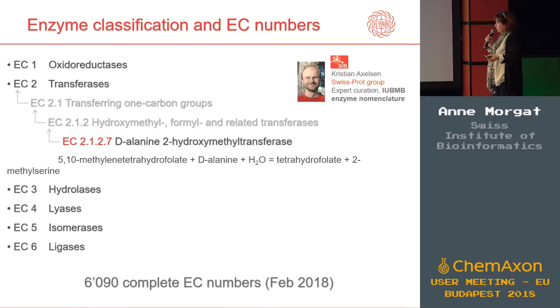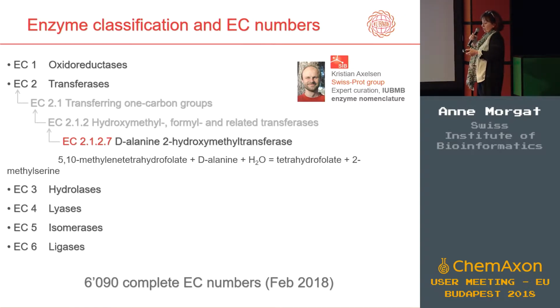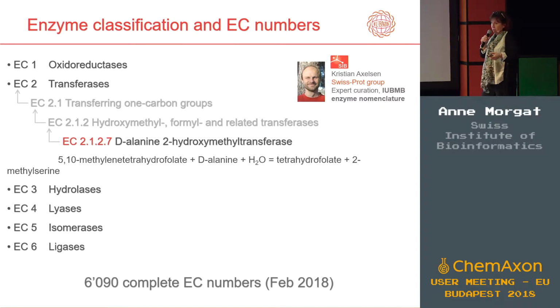Additionally to this name and this EC number, IUBMB also describes the chemical reaction, but this reaction is represented only as a textual equation, and sometimes it's described in natural language. Today, we have more than 6,000 complete EC numbers in this classification. This classification is very much used by our biologist community, but it suffers from some limitations, I would say. It's sometimes very difficult to classify an enzyme because the reaction catalyzed by this enzyme does not belong to one of these groups.